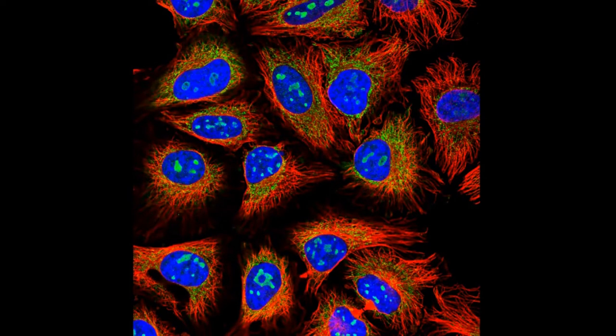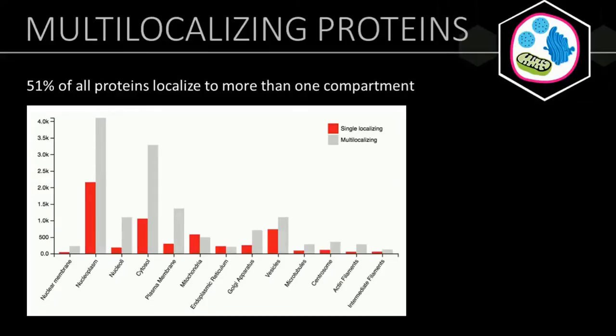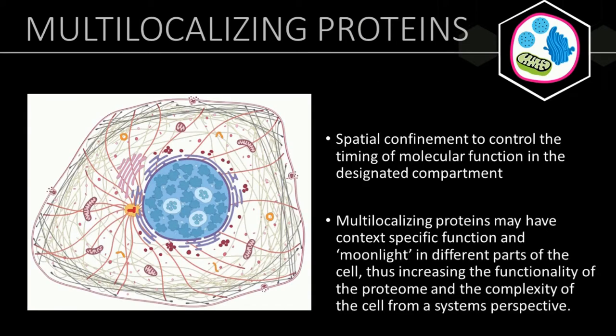And this is actually very common, and altogether 51% of all proteins localize to more than one compartment in the cell. And this phenomenon is common across all structures and organelles that we have analyzed. And it's of course very interesting to speculate about the biological implications of this phenomenon. This multilocalization could have a more simple function of spatial confinement to control the timing of the molecular function in the designated compartment.